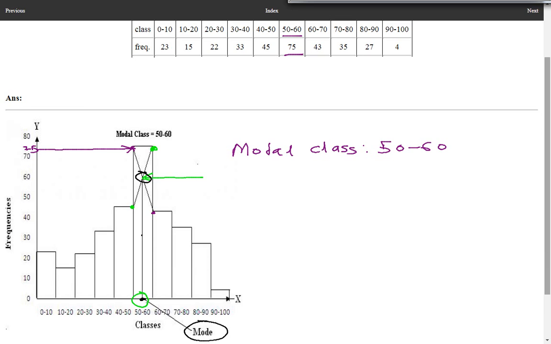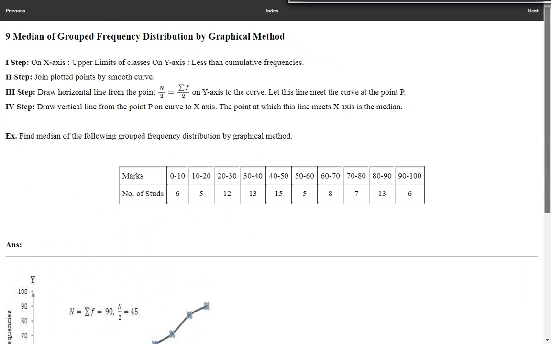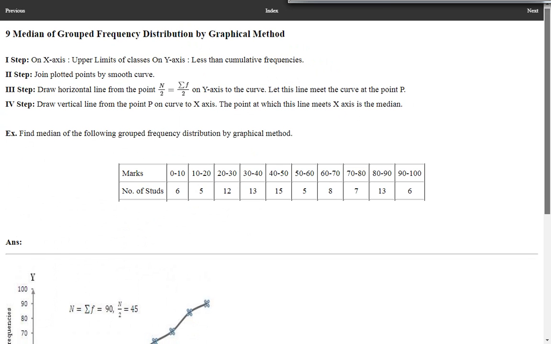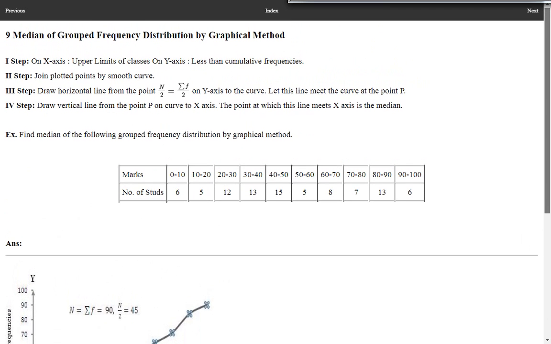Now, as a next example, let us see how to find the median graphically of group frequency distribution. How to identify the median by graphical method. So, here is the procedure. On the x-axis, plot the upper limits of classes. On the y-axis, plot the less than cumulative frequencies. Join these points by a smooth curve.